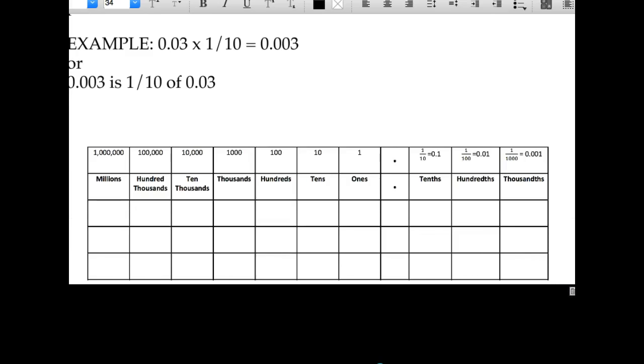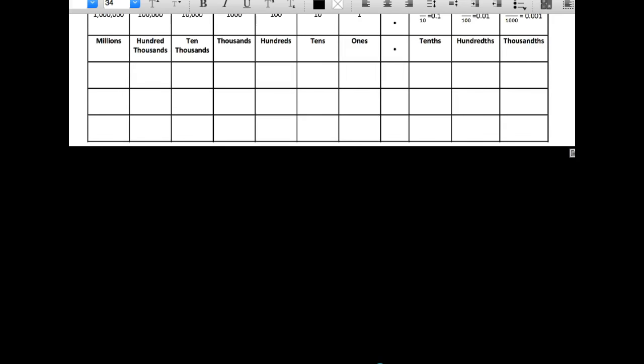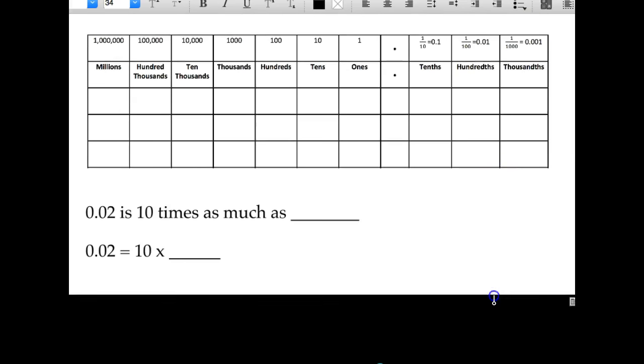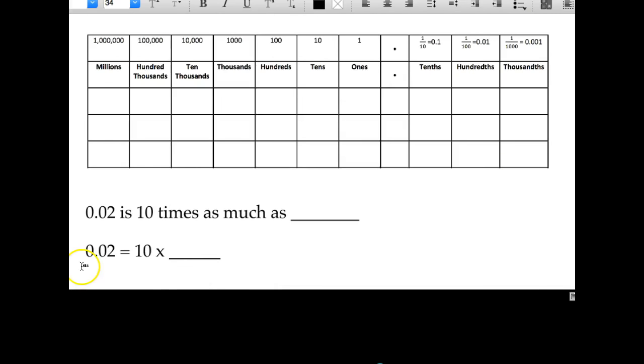All right, so let's look at some examples together. We're going to do a couple of practice problems. First of all, I want us to look at this problem right here. 2 hundredths is 10 times as much as what number? If we're looking at 2 hundredths, that would be in this place right here. We want to know what this is 10 times bigger than. So 2 hundredths is 10 times bigger than what number? It's 10 times greater than what number?